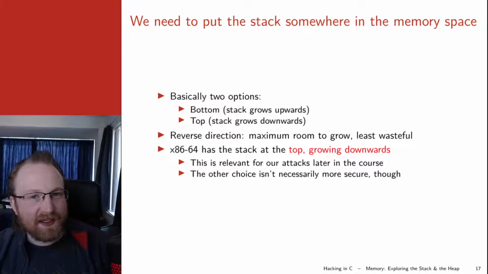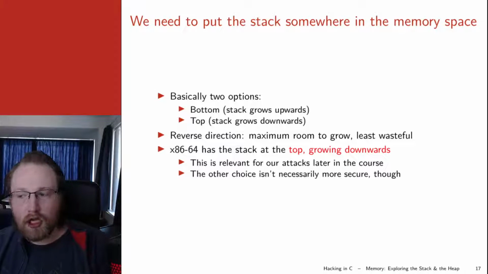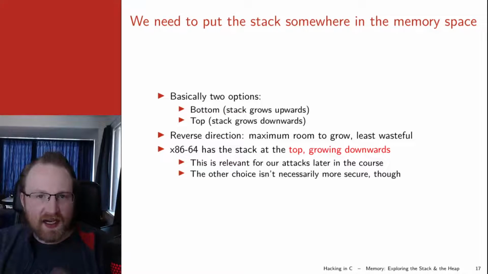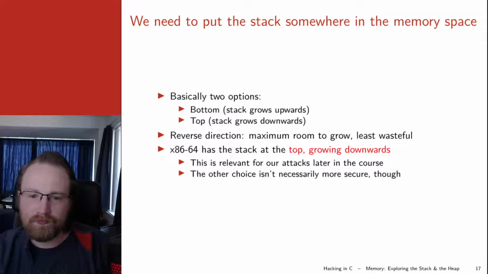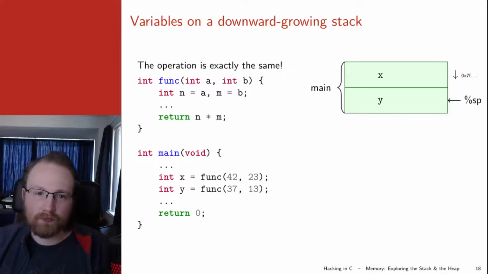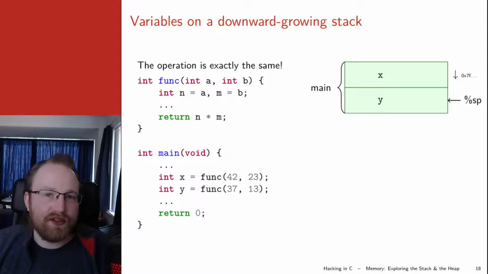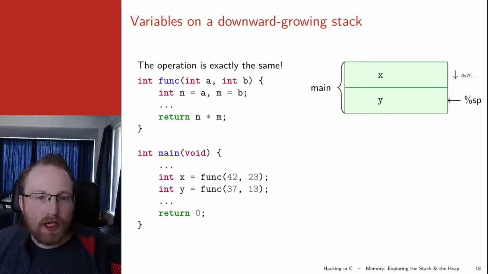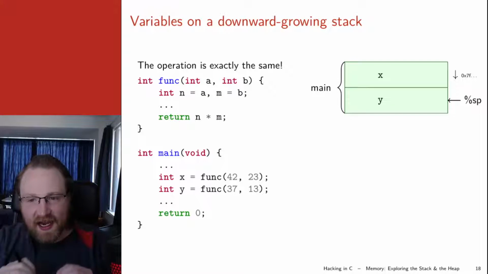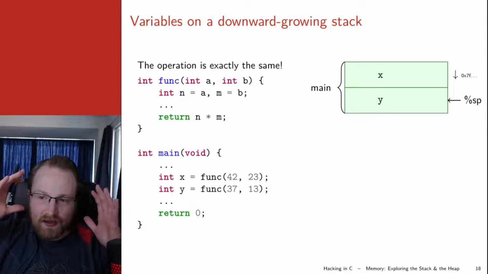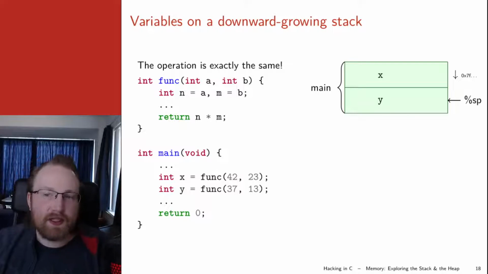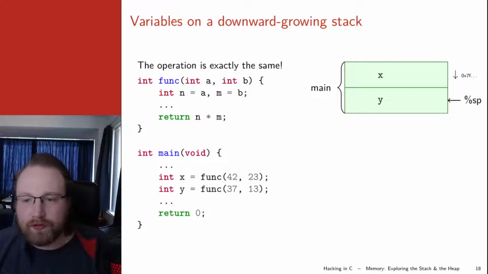Now, the other choice isn't necessarily more secure. Possibly even the first attack of this nature was on an upwards growing system. It's just that the attacks work a bit differently on such a system. So we're actually dealing with a downward growing stack, so we have to turn it around. But the operation is exactly the same. So if you have trouble visualizing a downward growing stack, just turn your paper around, basically.